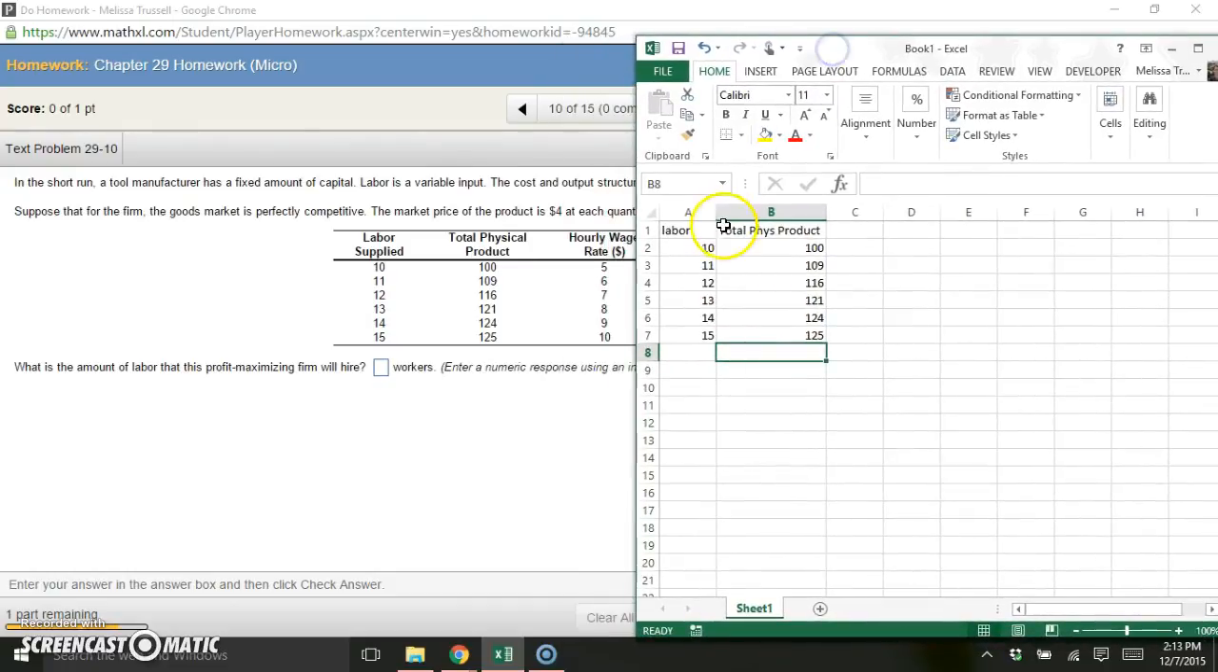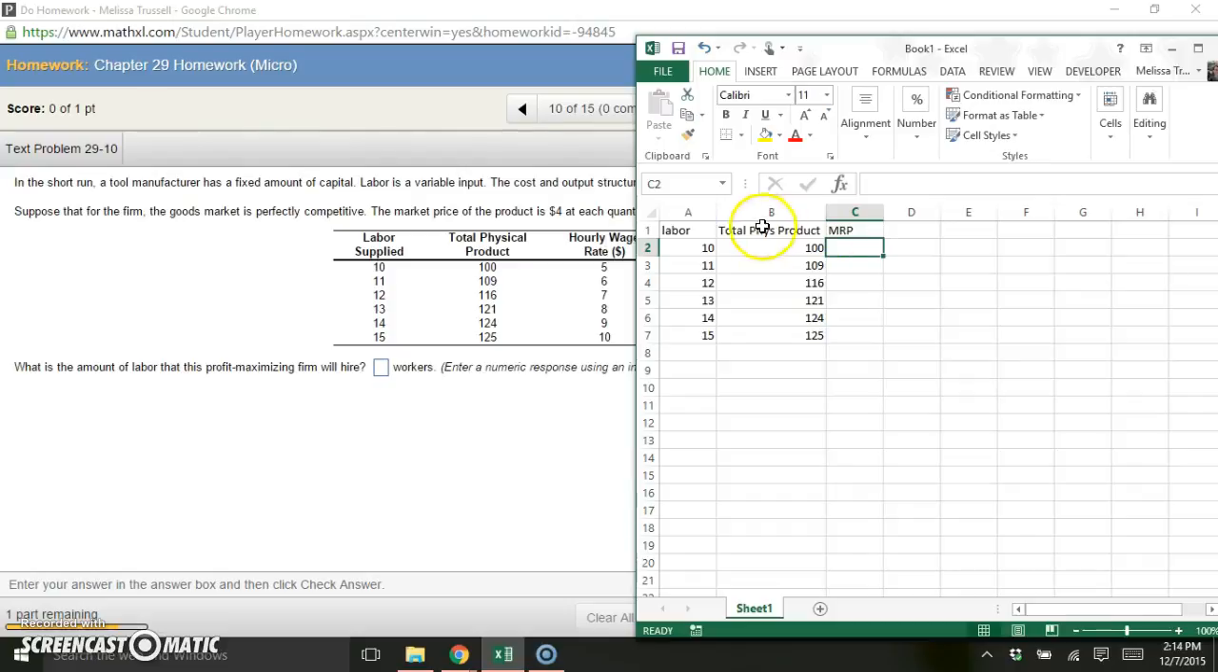But I've already copied into Excel the first couple of columns out of this table from the homework question. So I've got my labor supplied column and my total physical product column. And what we want to find is our marginal revenue product. All that means is how much money is this last employee that we just hired going to bring into the company.